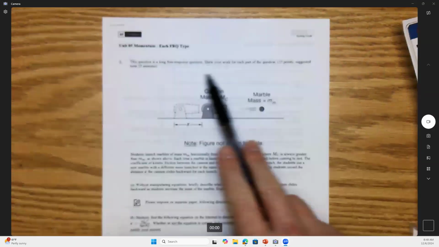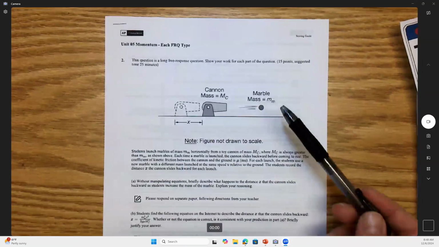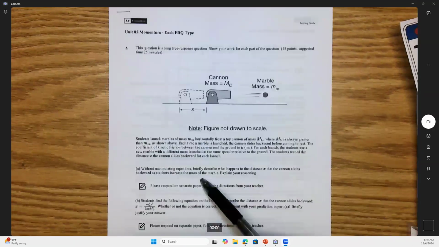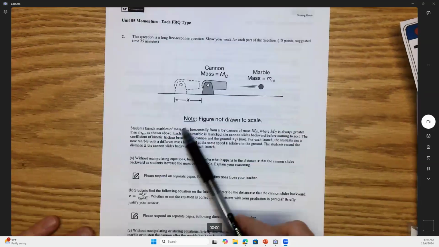All right, so this is a long free response question. So they would recommend like 25 minutes for this one. Okay, so normally you guys get like two long ones and two shorter ones that take about half that time. Right, so what do you got here?